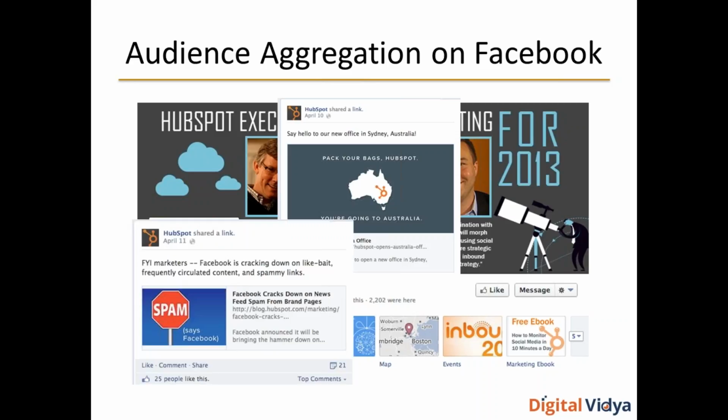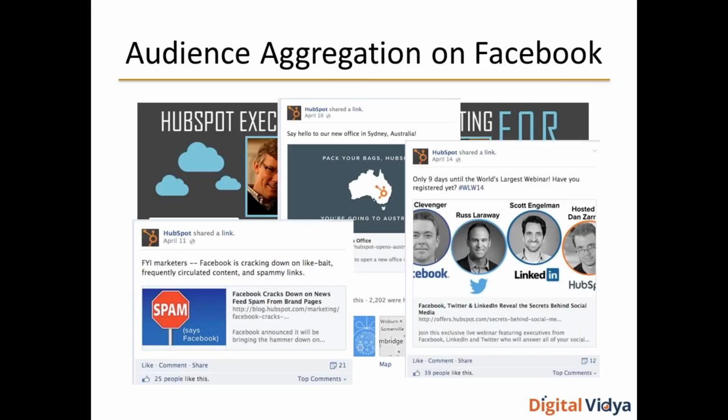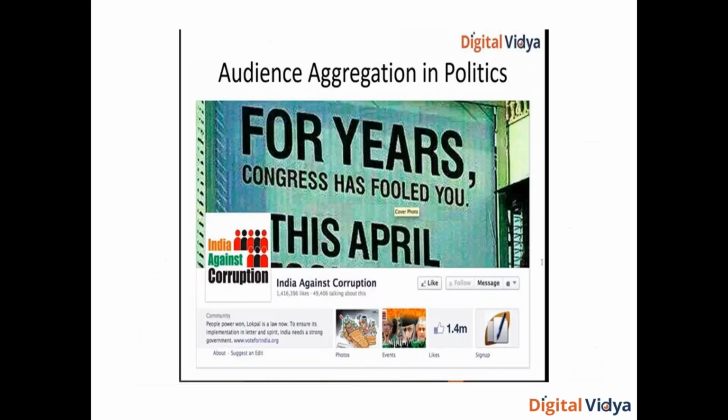One more link. Facebook is cracking down on like bait, frequently spammy links. I can click on this and read about this. Or if I want to have information about my next webinar that I'm going to have, I can use Facebook. People can come, like it. So based on this, I can understand my audience segregation. Somebody is looking for Facebook solutions, somebody wants to come for a live webinar, or somebody wants to have something in Australia, right? So I can use audience segregation on Facebook also.